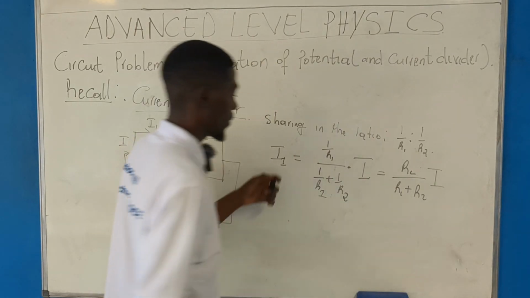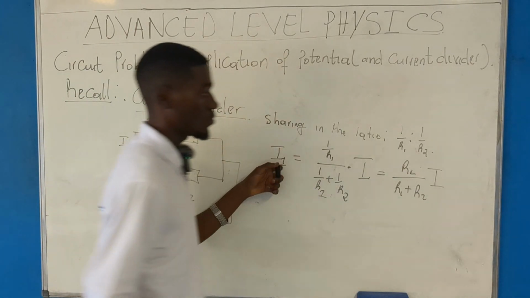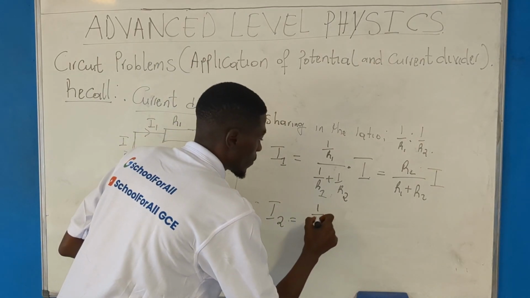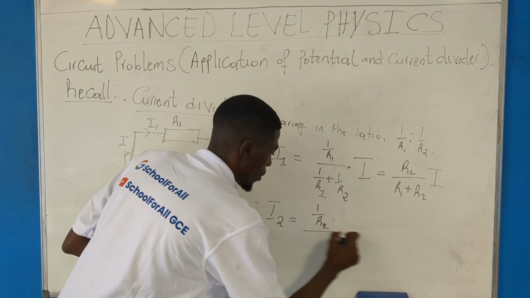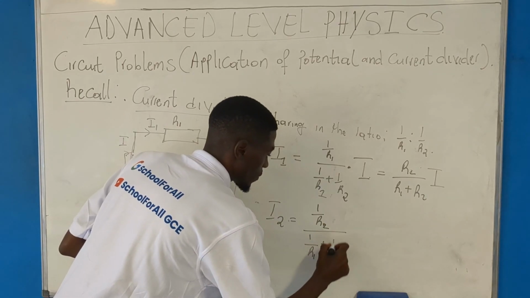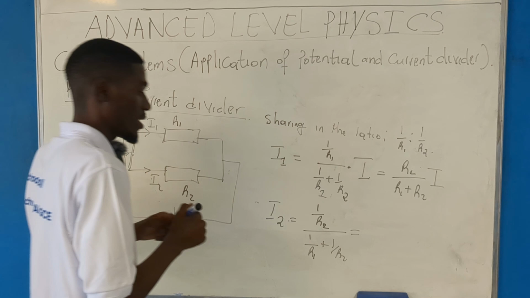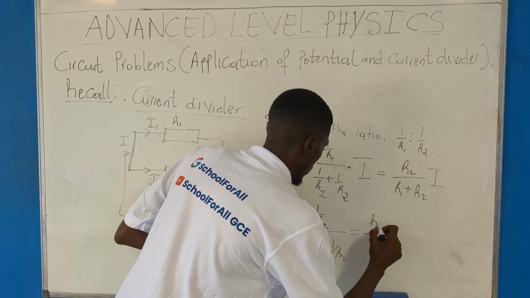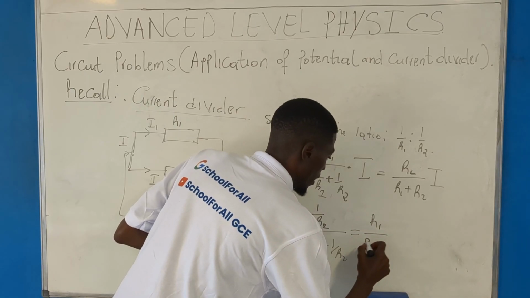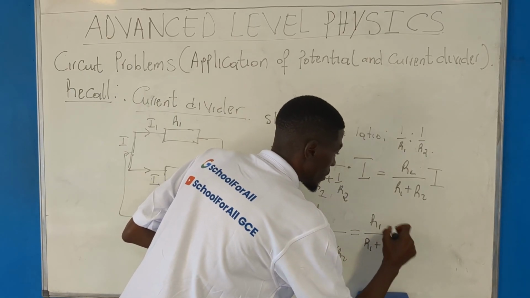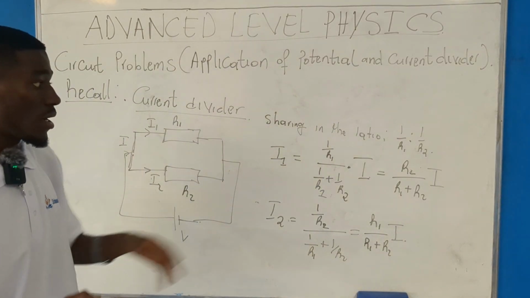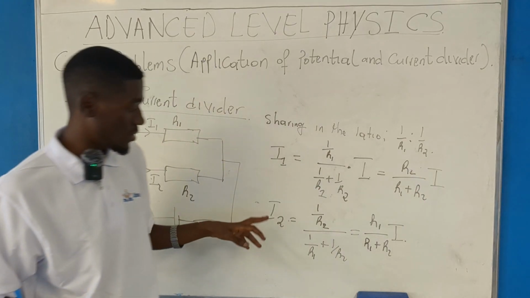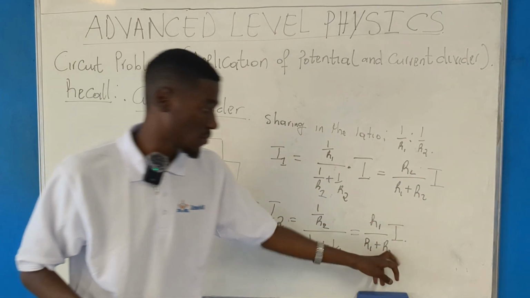So if I'm looking for I1, I will start with R2, because we are having parallel connection. And if I'm looking for I2, I'll have 1 over R2 all over 1 over R1 plus 1 over R2. You see here that on the numerator, I'll instead have R1 all over R1 plus R2 times the current being shared. So you can retain it like that. When you are looking for I1, you start with R2, then sum of the resistors. When you are looking for I2, you start with R1, then sum of the resistors.